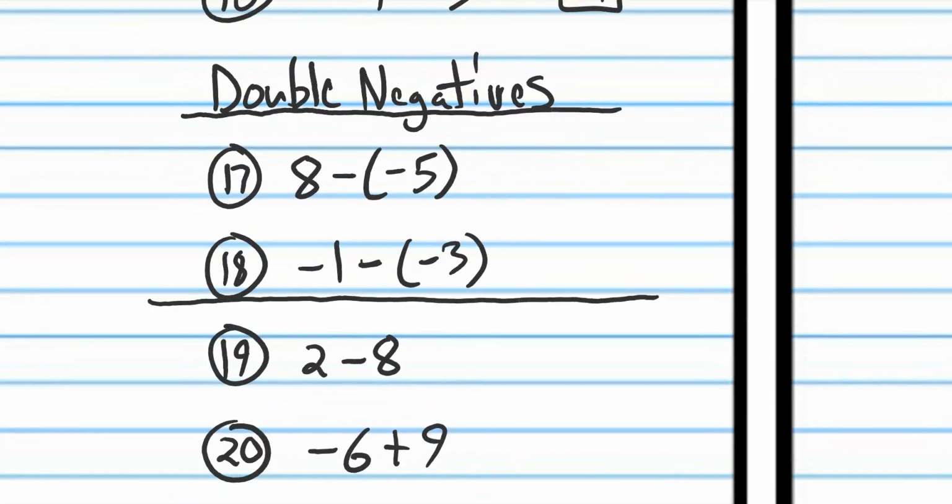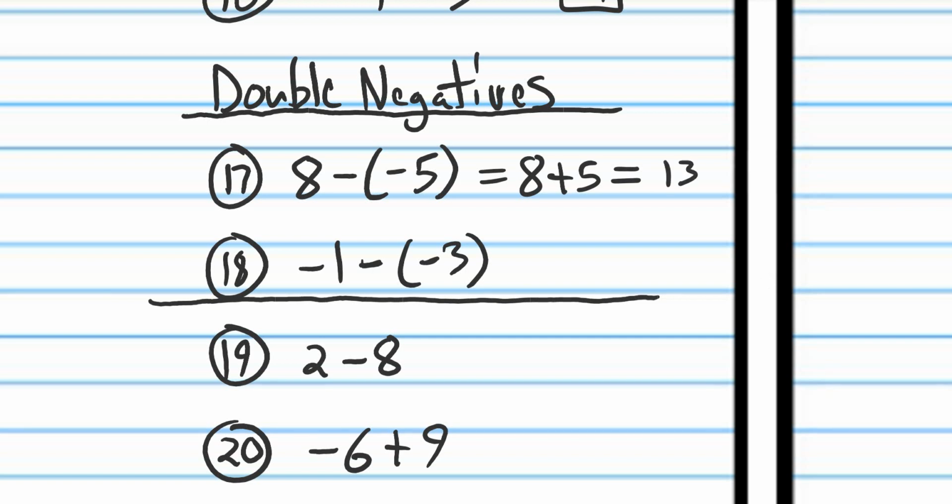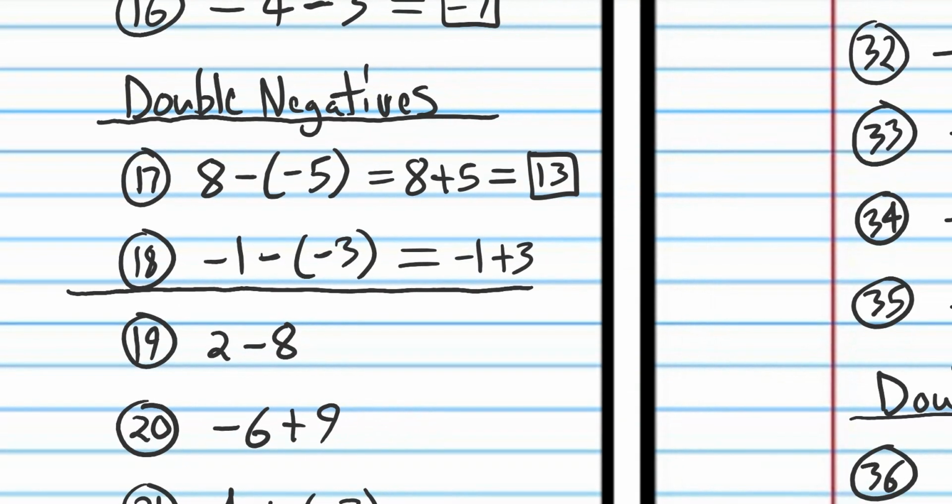So now we do the double negatives. Because you have two negatives next to each other, they become a positive. So it becomes 8 plus 5, which is 13. Now in this problem, the negative remains, but the two double negatives, they become positive. The negative on the 1 remains, that is. And negative 1 plus 3 is 2.